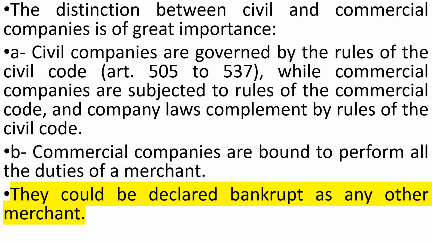The second difference between commercial and civil companies depends on the duties of the merchant. A merchant is any natural person making commercial activity by profession, in his own name and on his own account. A commercial company is any company making commercial activity in order to gain a profit, and it also has duties. The duties of the merchant are keeping commercial books and a commercial registry. The same obligations apply to a commercial company, and the same system of bankruptcy.